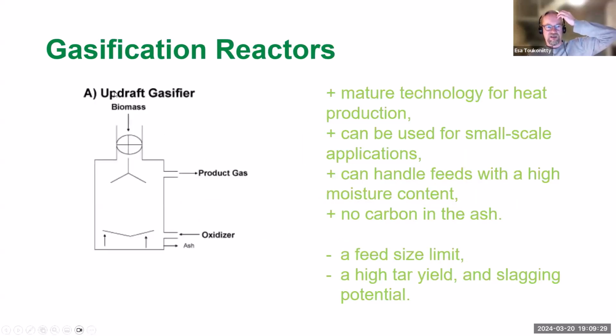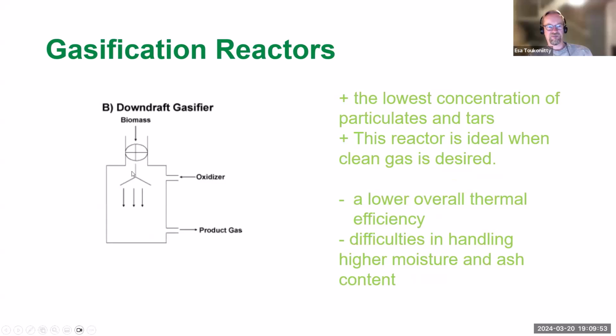So basically, in updraft, the biomass flows from top into the reactor, the oxidizing agent comes from the bottom, and the products are extracted from the top. So there goes this kind of upward draft of oxidizer in this reactor. Downdraft is fundamentally similar, except the oxidizer and the products are moving in the same direction.